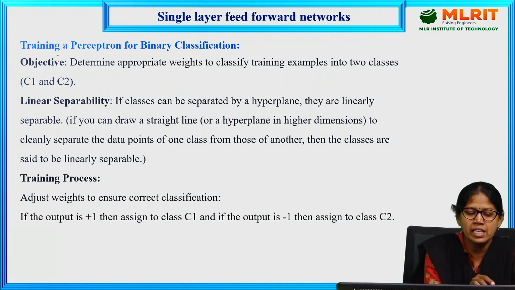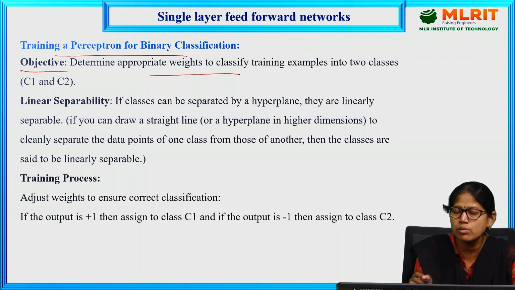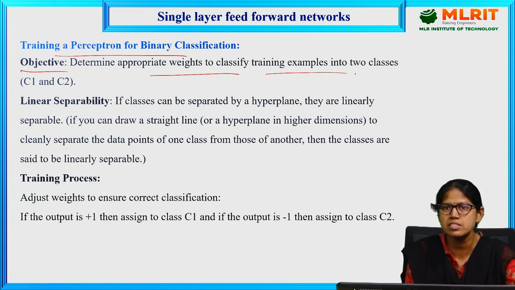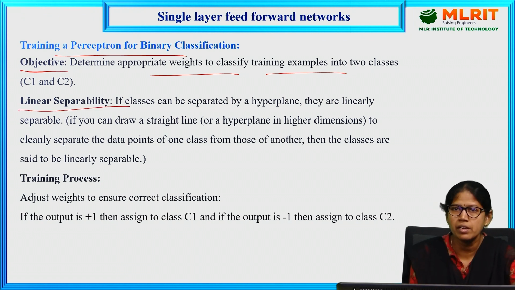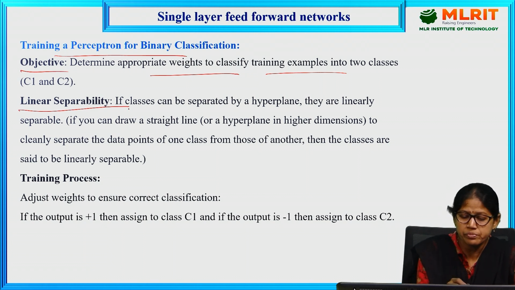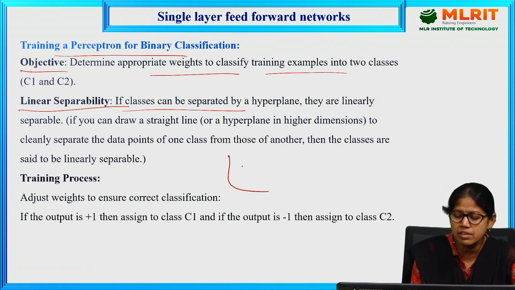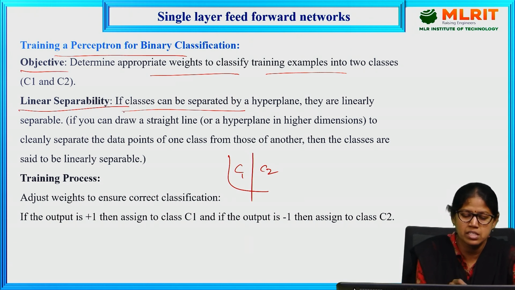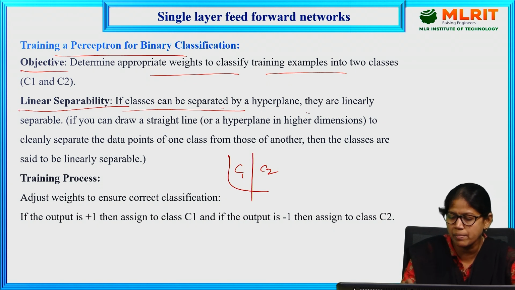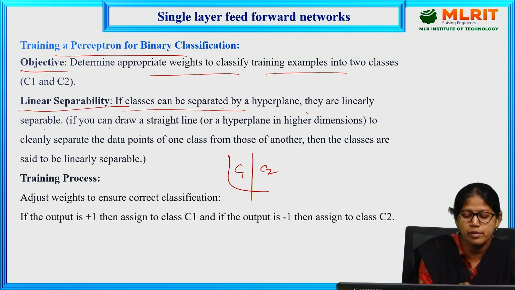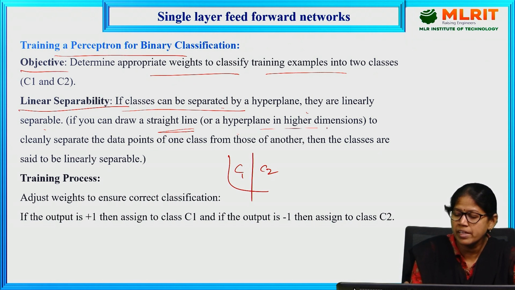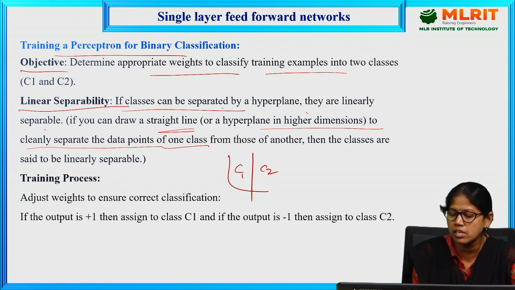Okay, let's see training a perceptron for binary classification. What is the objective? To determine the appropriate weights to classify training examples into 2 classes, C1 and C2. Linearly separable: draw the hyperplane. If classes, for example C1 and C2, can be separated by a hyperplane, then they are called linearly separable. If you can draw a straight line, or a hyperplane in higher dimensions, to cleanly separate the data points of one class from another class, then the classes are said to be linearly separable.